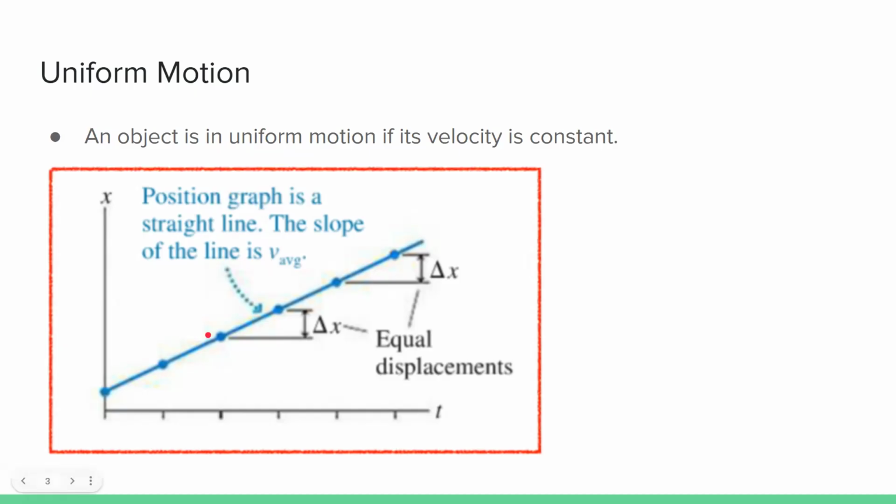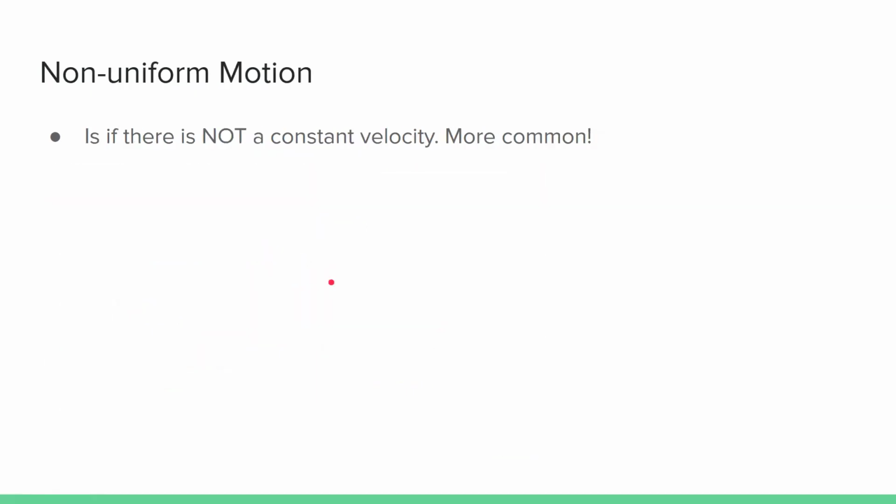And you can see equal displacements as you go up a certain length of time. That's what that means. But non-uniform motion is if there's not a constant velocity, so anything else. And of course, this is more common. Oftentimes that's not what we have, but it's just important to know what that means if you hear that.